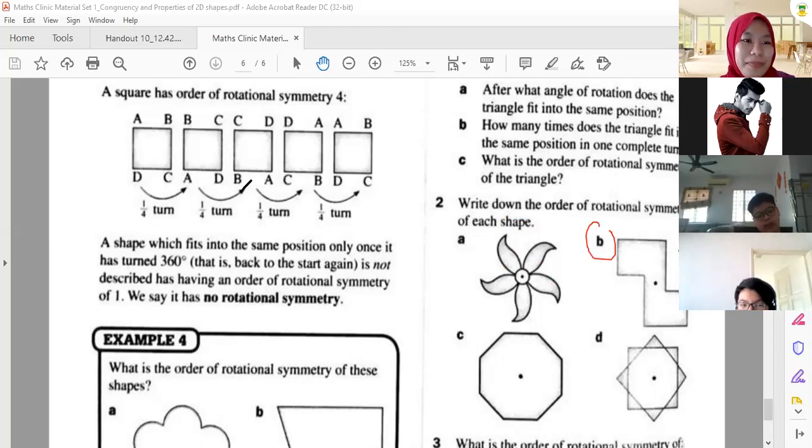Good. So active, proactive. You guys prefer maths clinic compared to mathematics lesson.